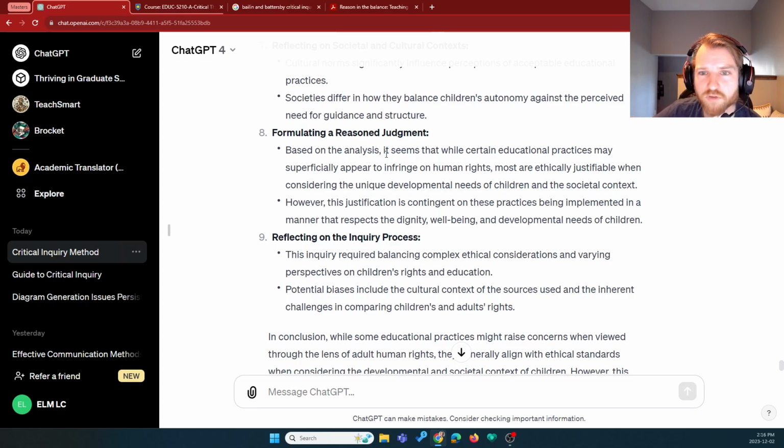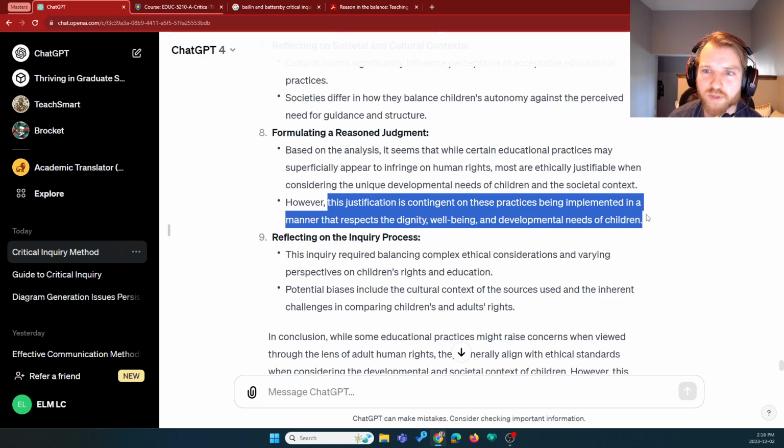However, this justification is contingent on these practices being implemented in a manner that respects the dignity, well-being, and developmental needs of children. Okay, well, I like that clarification, that it's contingent on this, but then I feel like that's actually maybe the real issue. That in theory school is fine, but it's this contingency part that's the real problem. So at this point, I don't feel like it's really gotten anywhere super interesting.